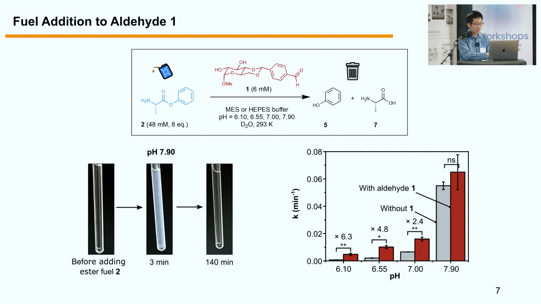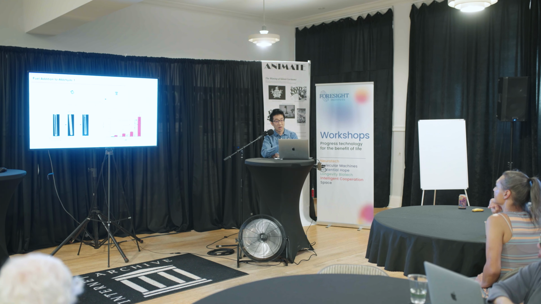At low pH, the ratio between the background fuel decomposition, which is shown by this gray bar graph, and the fuel consumption rate in the presence of this molecule 1 is like 1 to 6.3. So only 10 or 15% is decomposed in the background. But if you increase the pH, this ratio decreases, and at pH 7.9, there was no statistically significant difference between these two. So it's not really suppressing the background decomposition. Okay, thank you.